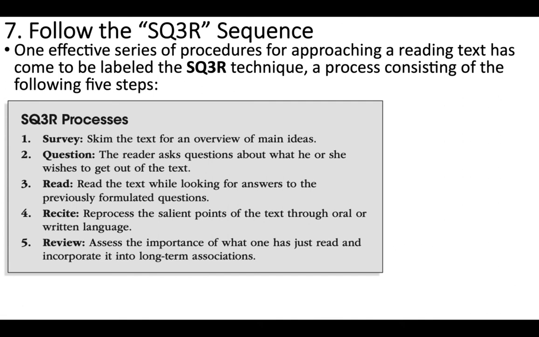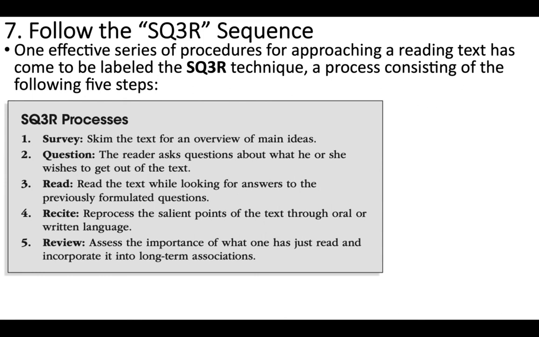And then question, the reader asks questions about what he or she wishes to get out of the text after they have reviewed. So they come up with their own questions, basically. All right, what do they want to get out of those questions? And then they need to read the text while looking for answers to the previously formulated questions. So the questions that they come up with here, these are the ones that they need to answer. All right, and then recite, process the salient points in the text through oral or written language. So that is just to say, the main ideas, some of the standing out ideas that they got from the text. They could do that orally, or they could do that through writing.